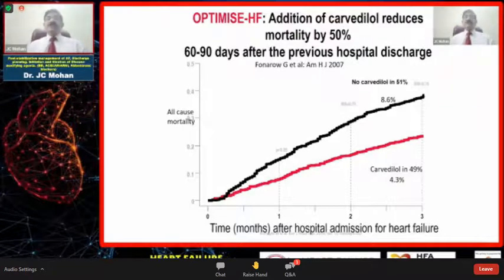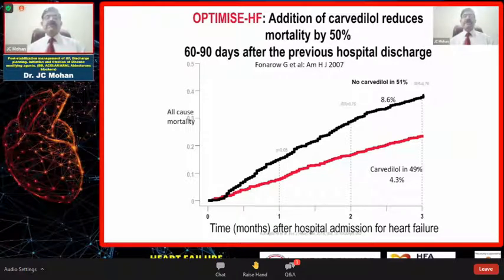There is no doubt that beta blocker should be started as early as possible. The recent paper by Dr. McMurray and Milton Packer also suggests that beta blockers should be at the top of our mind because they are the most effective drug to reduce all-cause mortality and cardiovascular mortality.